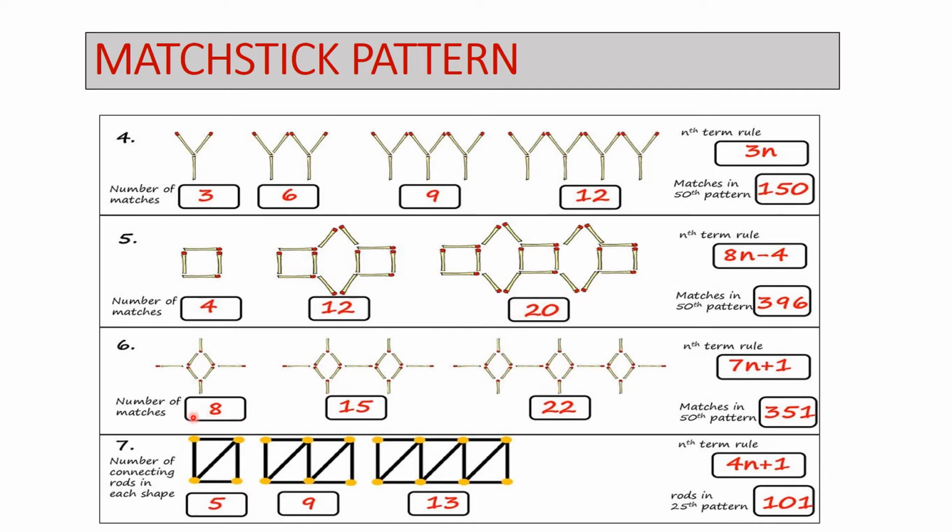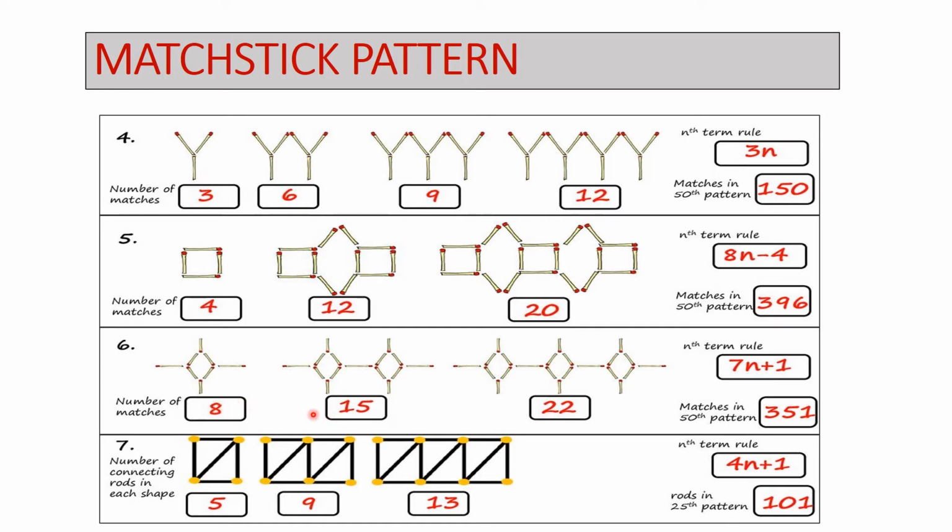Another example, you can see the number of matchsticks required is 1, 2, 3, 4, 5, 6, 7, 8 matchsticks there. Now how much is the skip? Now you can see 15 minus 8 is 7. So accordingly you have to make the formula using 7. So how much can you make? 7n plus 1, because 7 into 1 is 7 plus 1 is 8.